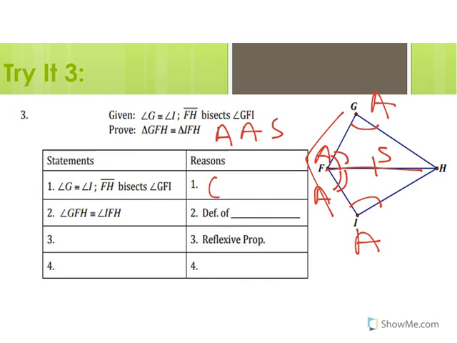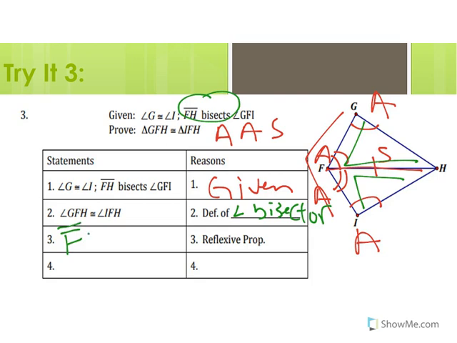Number one will always be the given, right? So for number two, we say that angle GFH, let me use a different marker, this is GFH, it's congruent to IFH. Well, we know that it's congruent because of the definition of angle bisector. And for number three, reflexive, so we say that segment FH is congruent to segment FH.